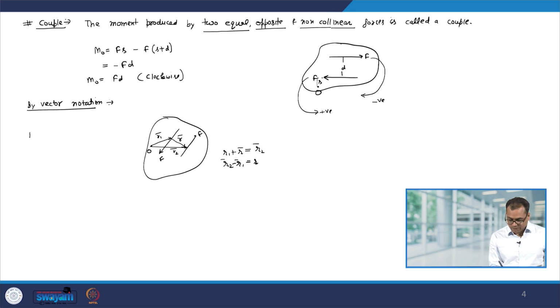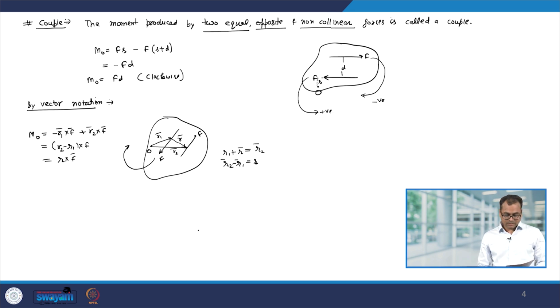Okay. So, let us calculate the moment about O. So, the moment about O is: I have this force F which has the tendency to rotate in the clockwise direction. So, therefore, it will be minus r1 cross F plus r2 cross F and this can be written as r2 minus r1 cross F, or r cross F. So, from here we can see that the point O has no consequence. So, basically this has a very big implication.